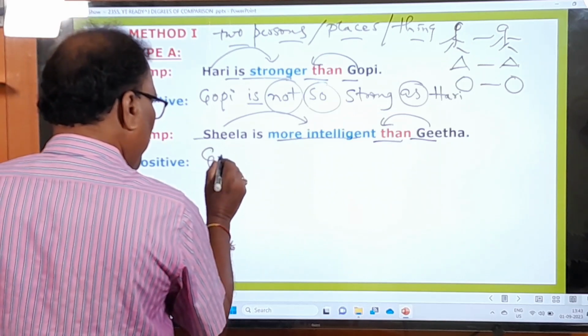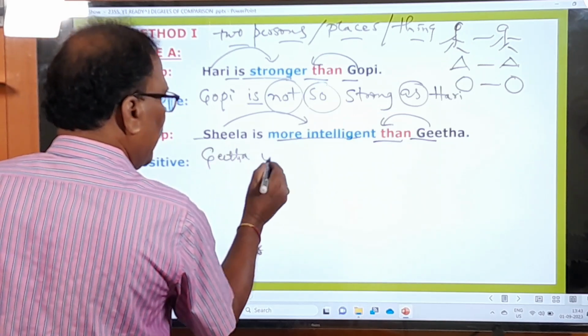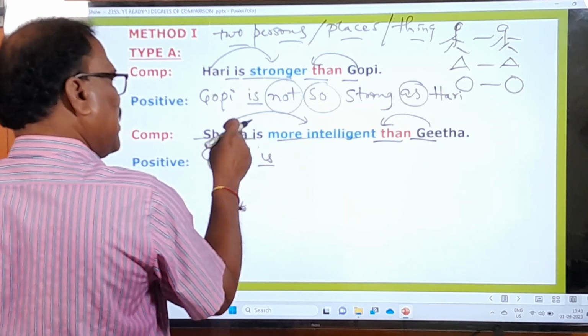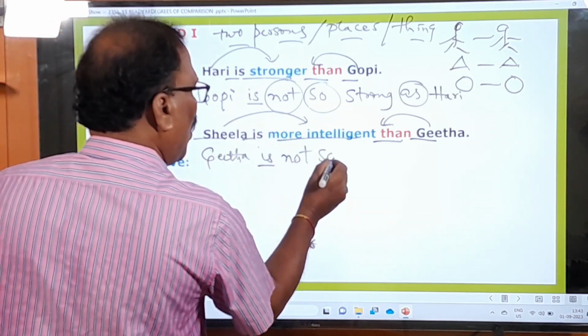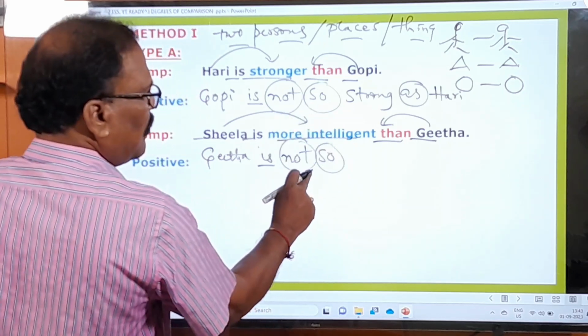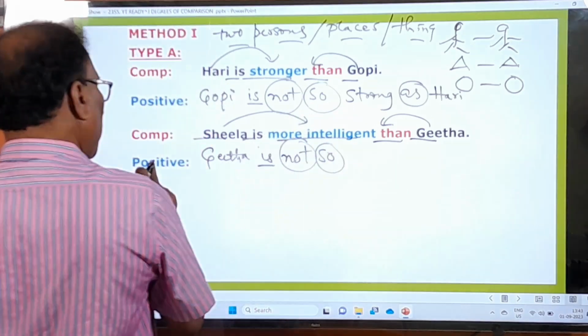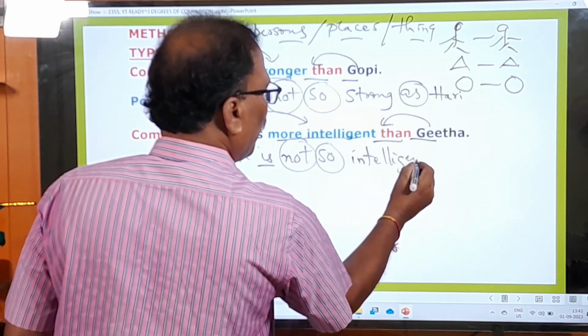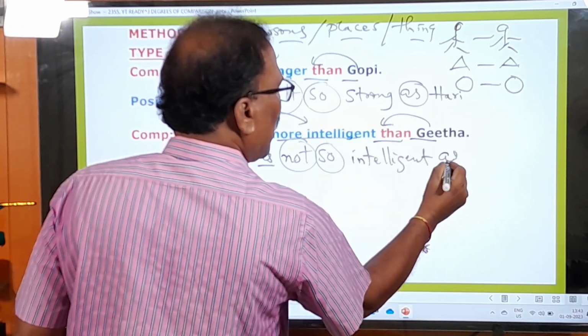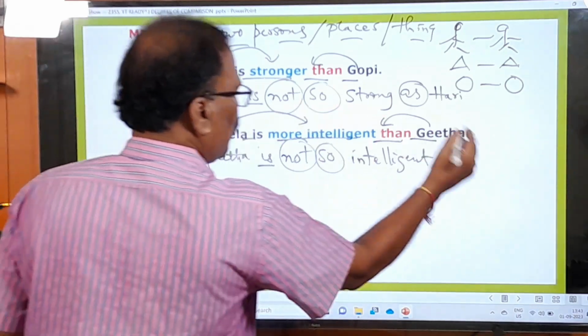Geeta is, the helping verb as it is, whether it is, was, whatever it is. Then you have to use not so on your own. Then more intelligent should be turned into positive. What is that? Intelligent. Instead of than, we have to use as. And this Sheila will go to the back.